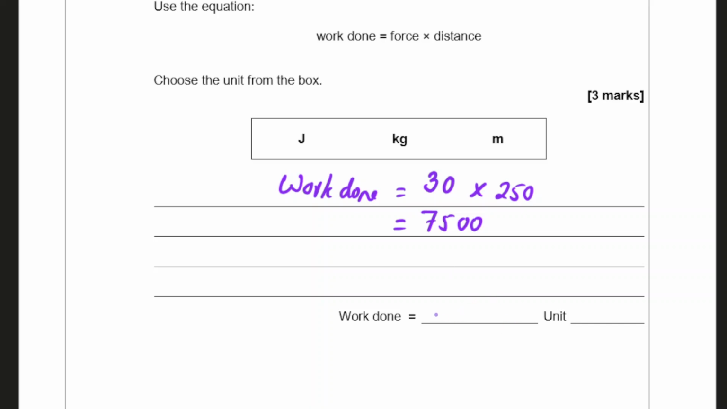So 7,500, work done is measured in the unit joules. Now, if they didn't give you the unit in the box, and if you didn't remember what the unit was, you could always work out the unit from the equation. The work done is force, which is Newton, multiplied by distance, which is in meters. So the unit will be Newton meter.